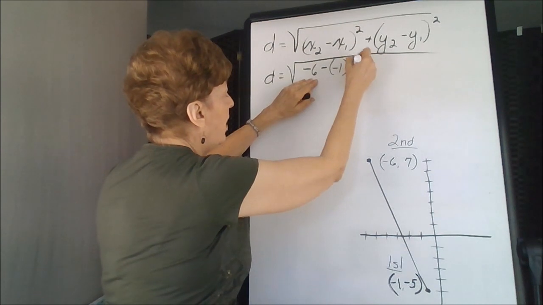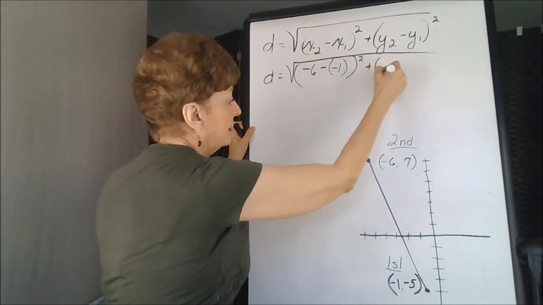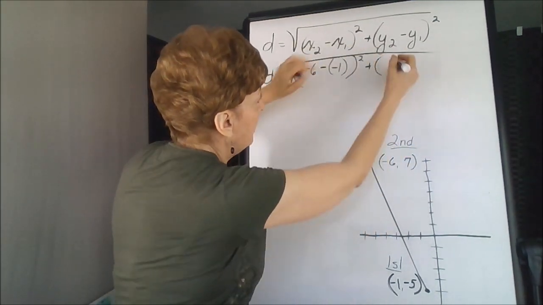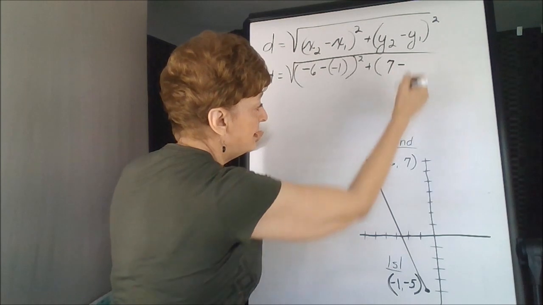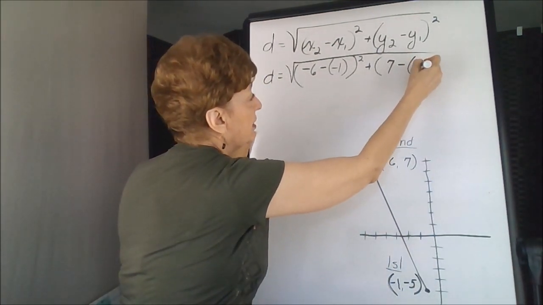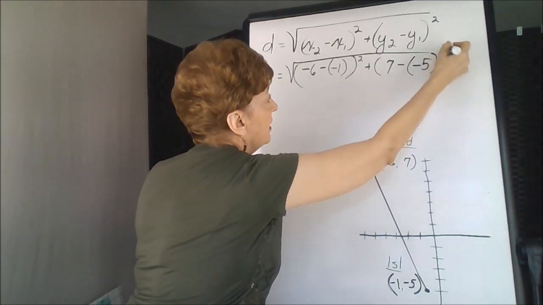All of that gets squared, plus our values for y. Here's our second value, that's 7, minus a -5. In this case, I'm going to go -5. And that whole thing is squared.